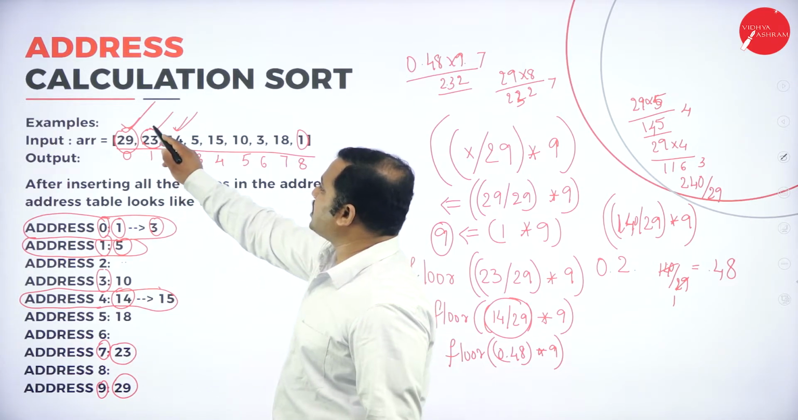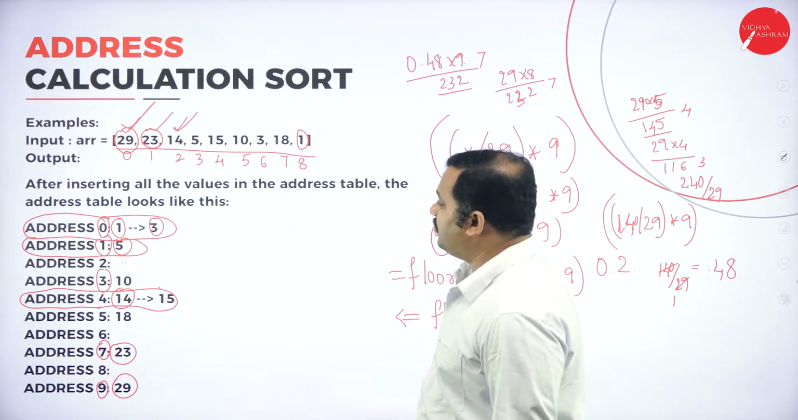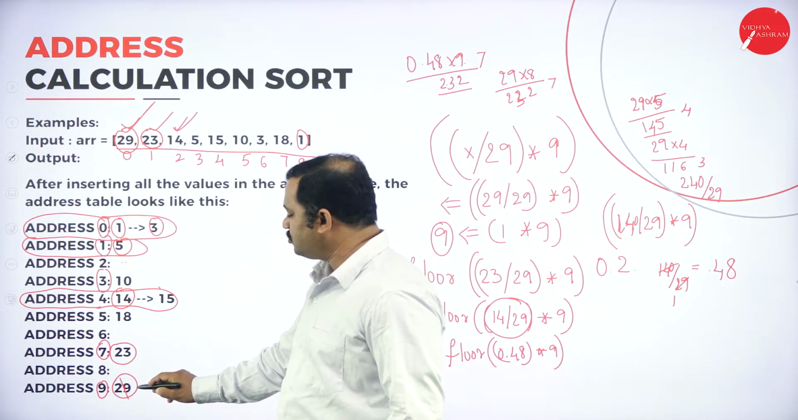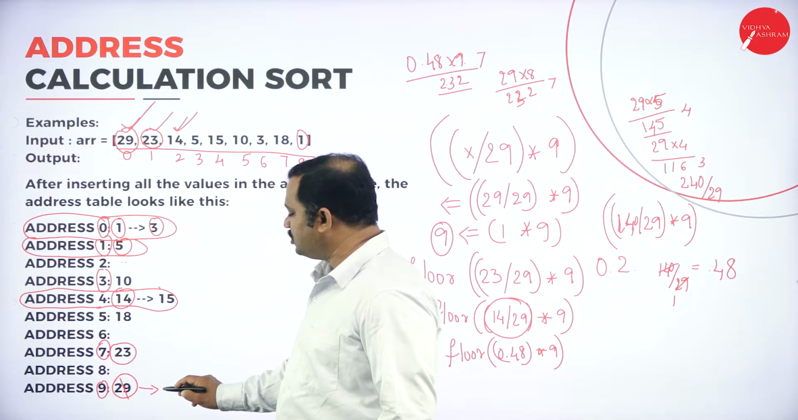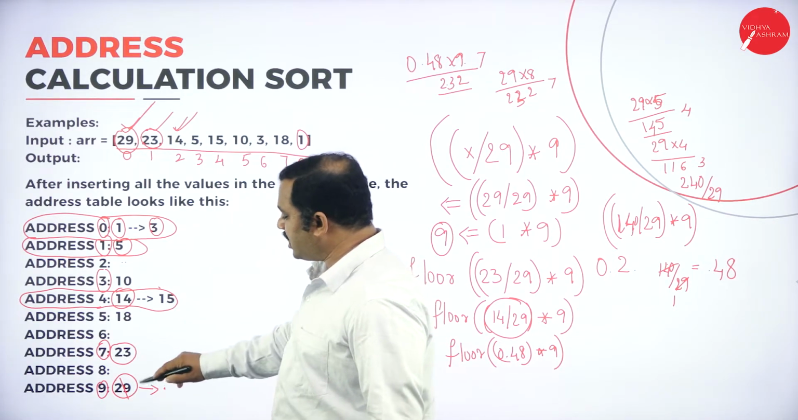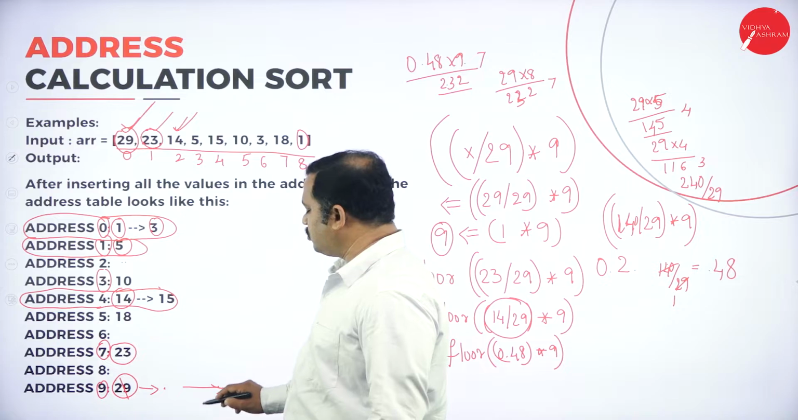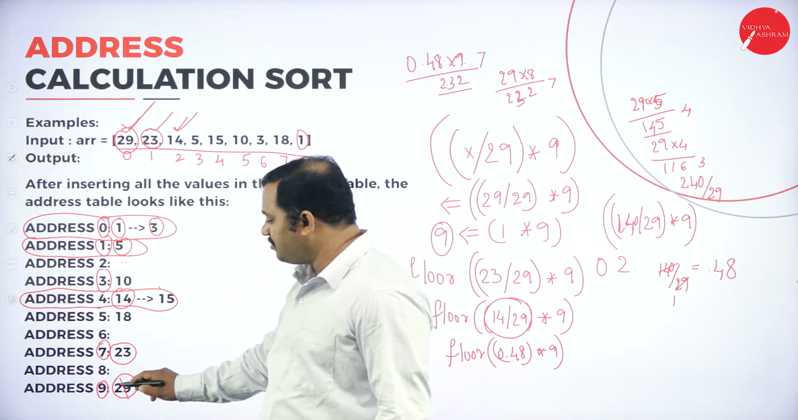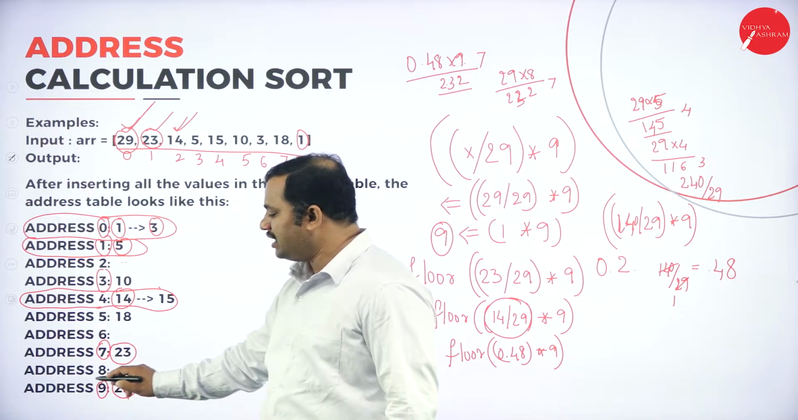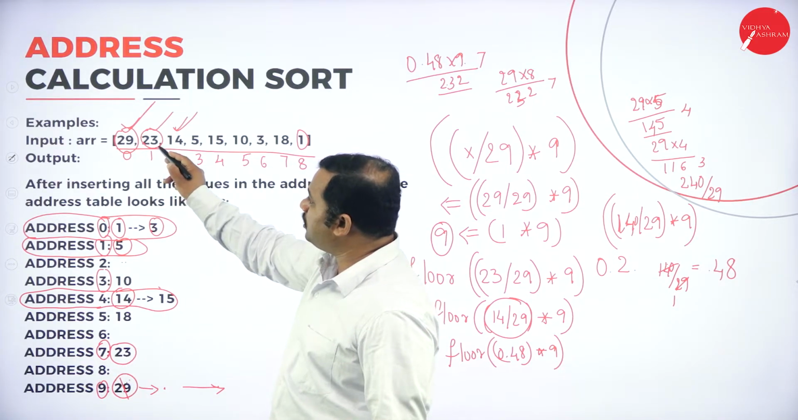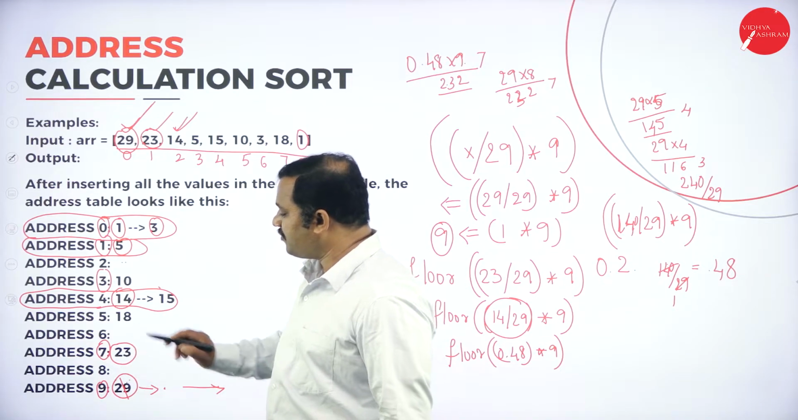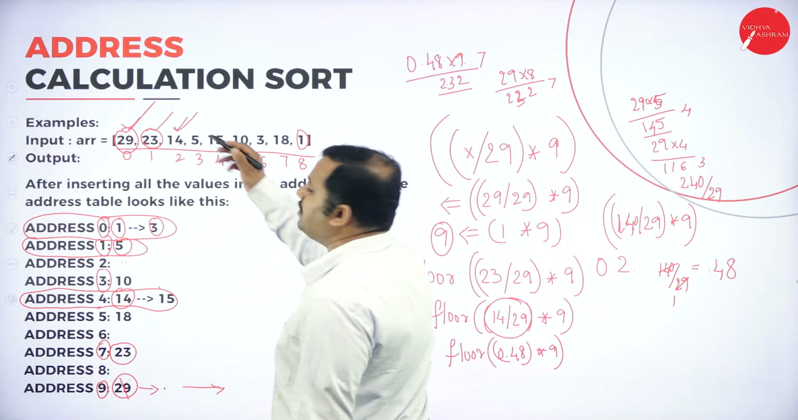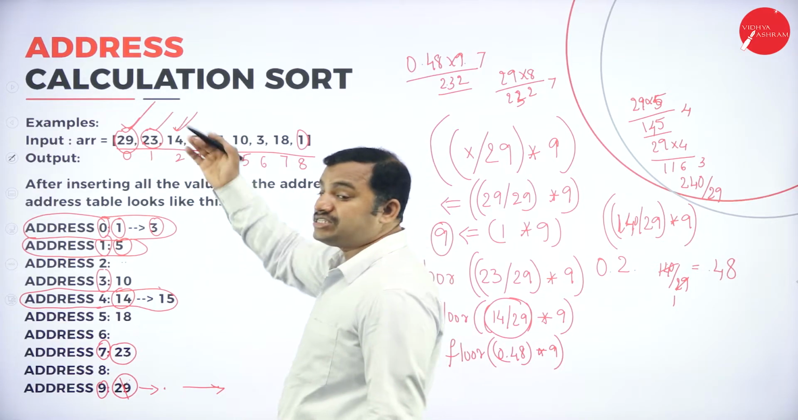Similarly, we have the next item 23, which has to be filled in some location. Even if it comes to address 9, it has to be linked to this location. If the next element comes to the same location, then it has to be linked to the existing node. But in this case, we have the first element 29 stored at address 9 and the next element 23 stored at location 7. Suppose I have one more item here, but let me do it first with the existing elements.